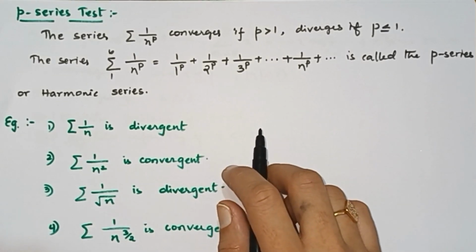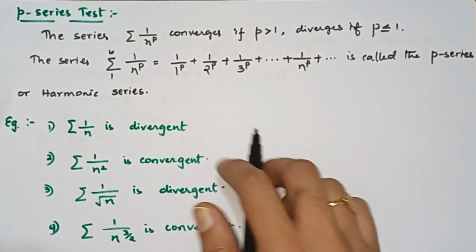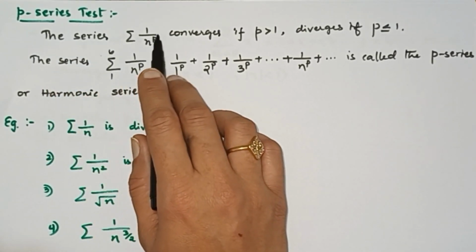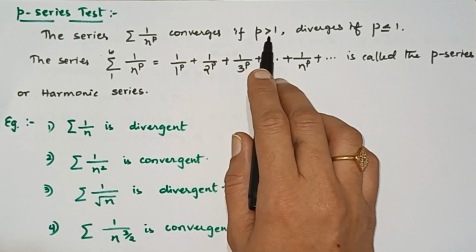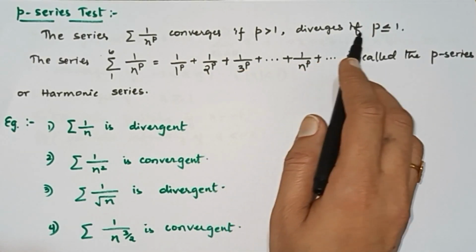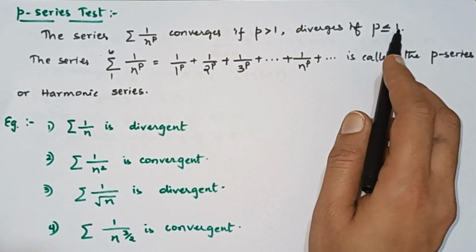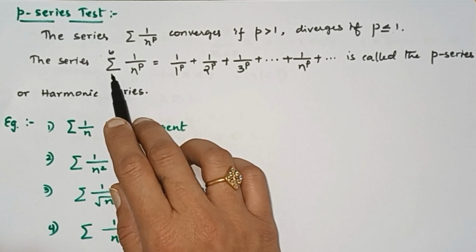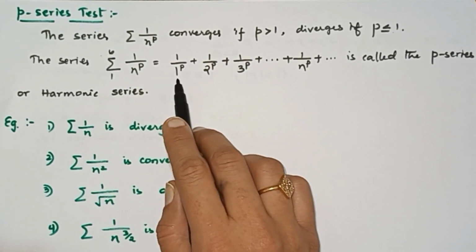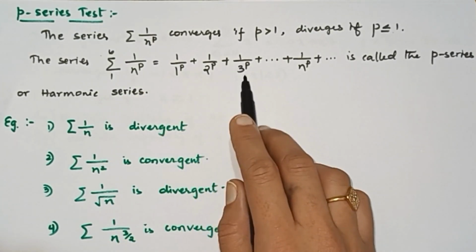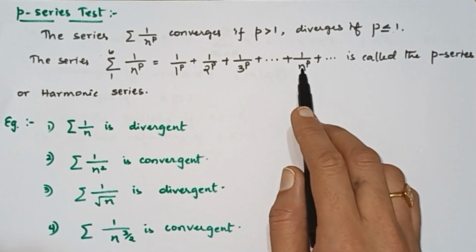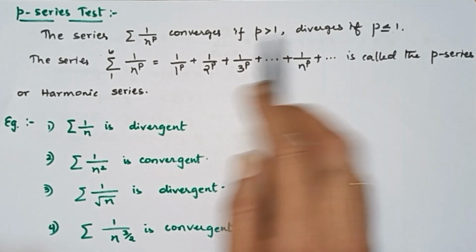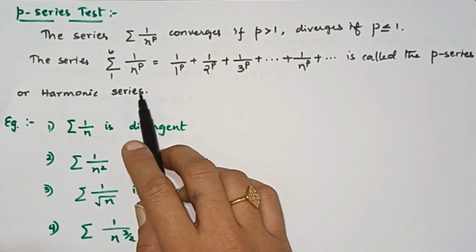The most basic of all these tests is the P series test. It states that the series summation 1 by n to the power p converges if p is greater than 1 and diverges if p is less than or equal to 1. So this series, 1 by n to the power p, n from 1 to infinity, is 1 by 1 power p plus 1 by 2 power p plus 1 by 3 power p plus so on up to 1 by n power p plus so on. This series is called the P series, which is also called the harmonic series.